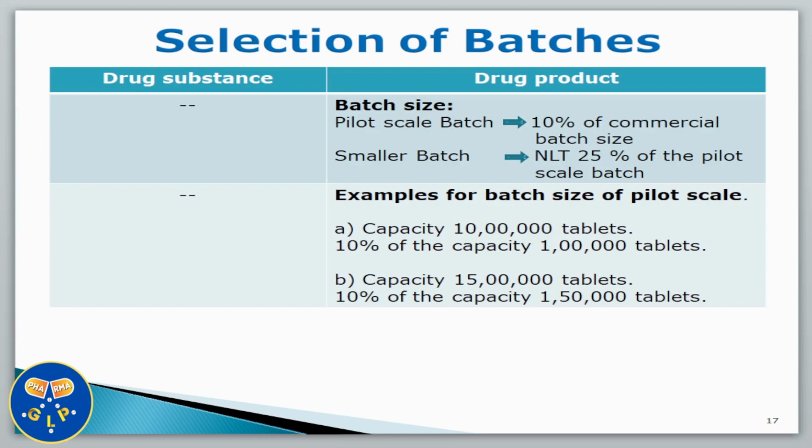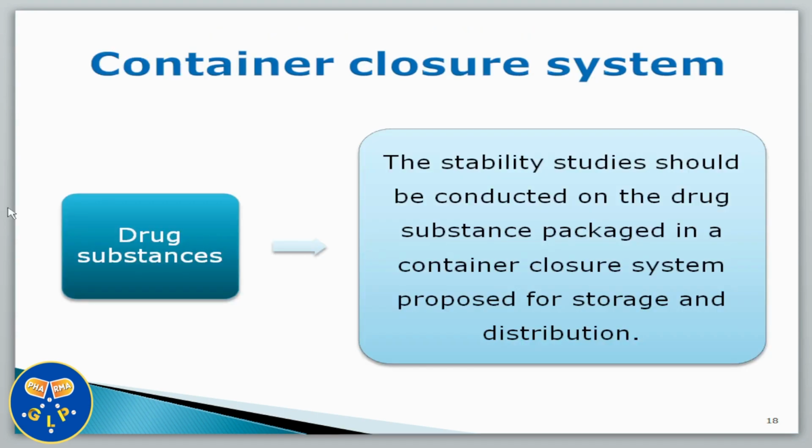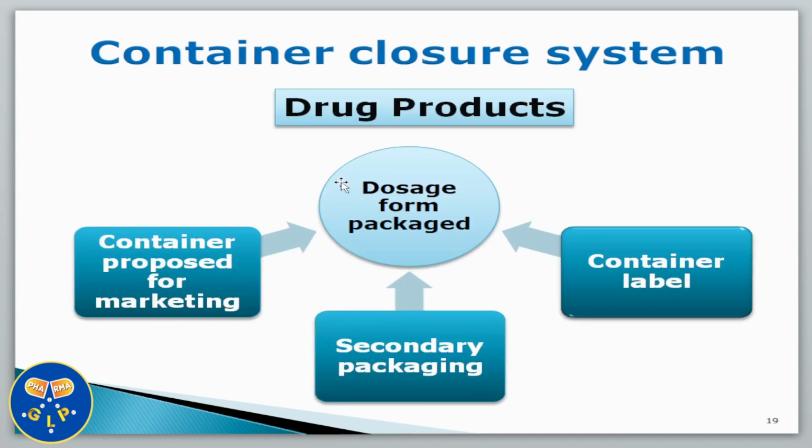Next is container closure system. Should be the container proposed for storage or distribution, including any functional secondary packaging. For drug substances, the stability studies should be conducted on drug substance packaged in a container closure system proposed for storage and distribution. For drug product, stability testing should be conducted on the dosage form packaged in a container closure system proposed for marketing, including any secondary packaging and container label.